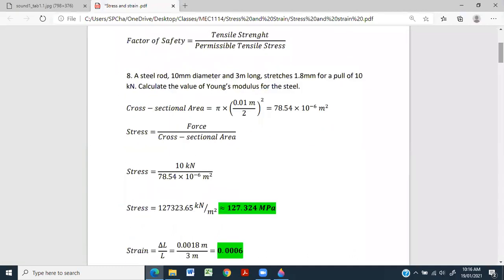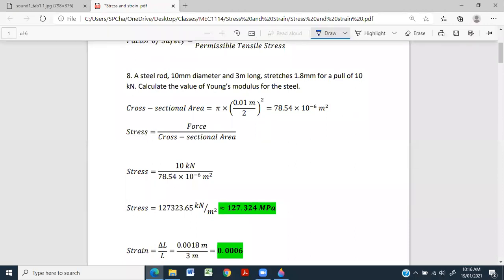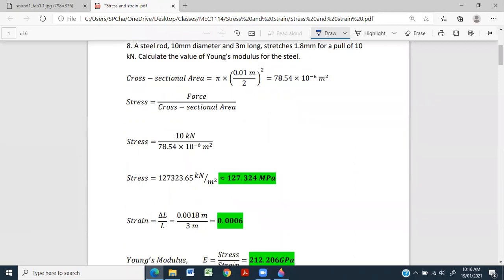No, actually number 8. So number 8. A steel rod, 10 millimeters in diameter and 3 meters long, stretches 1.8 millimeters for a pull of 10 kilonewtons. Calculate the value of Young's modulus for the steel.